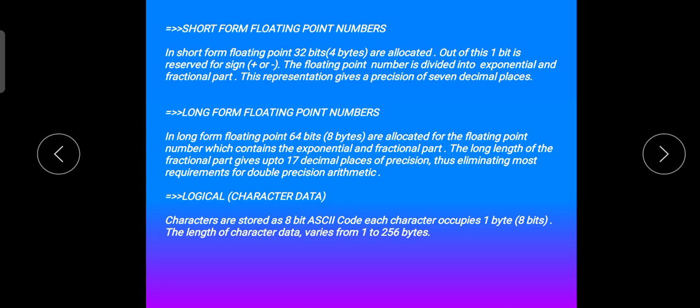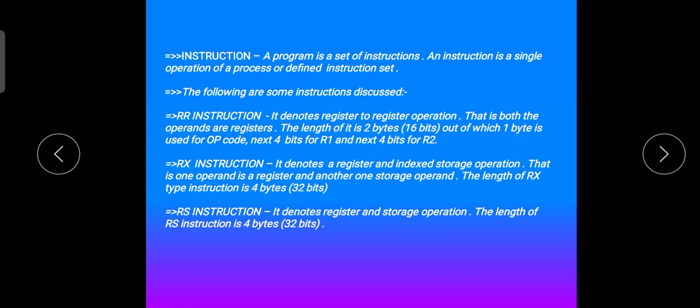Finally, logical data, that is character data. Here characters are stored as 8 bits, that is in ASCII code. Each character occupies 1 byte of 8 bits. The length of character data varies from 1 to 256 bytes.